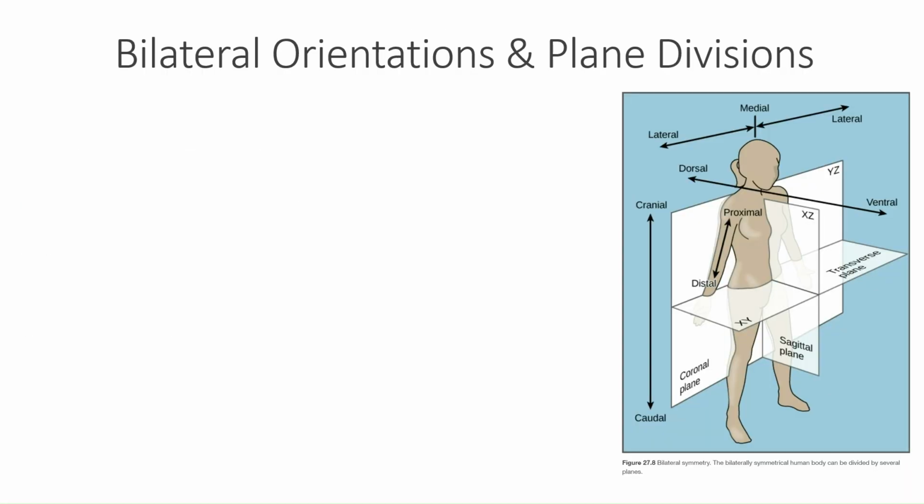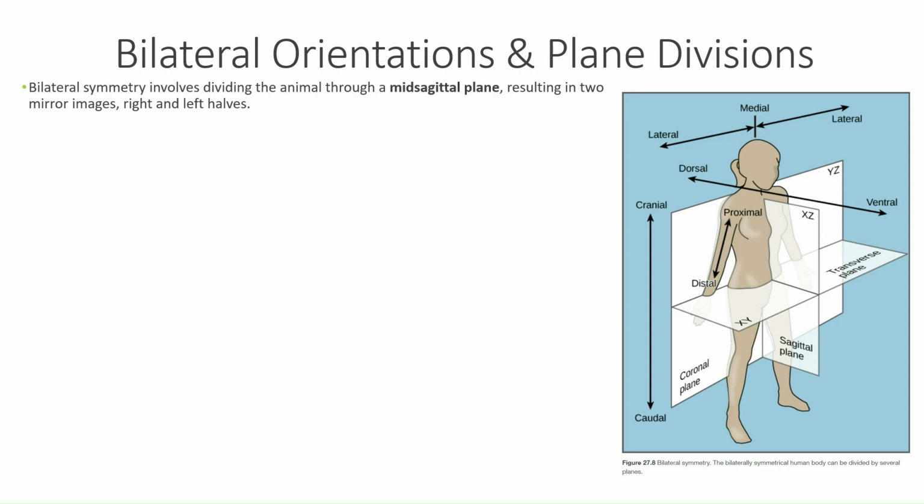This slide is going to be a bit busy, but it makes more sense to see it all together rather than separate. Here we are going to see how a bilateral body can be organized or described based on its orientations and planes of division, using a human body as an example. Bilateral symmetry involves dividing the animal through a mid-sagittal plane. And what a mid-sagittal plane is, so here's the sagittal line right here, and mid means just right down the middle. And the result should be, if it has bilateral symmetry, two mirror images of the left and right sides.